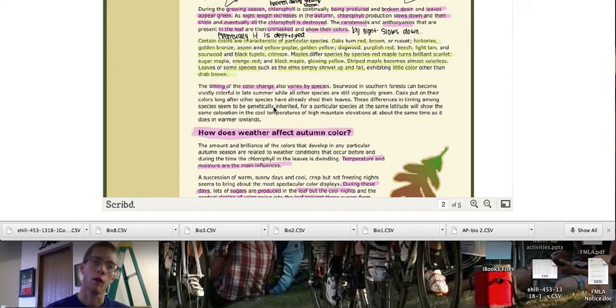And for a 4, we're looking for text-to-text or text-to-world connections, things that you've learned in other places in your life. So make connections to those things. We'd like for those to be consistent and be specific throughout. For identifying main ideas and supporting details, come up with a color key for yourself. Okay, here it's main ideas are in pink and supporting details are in green.